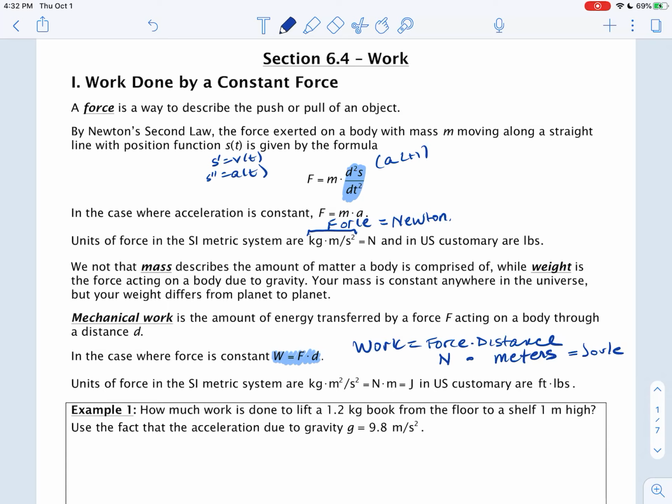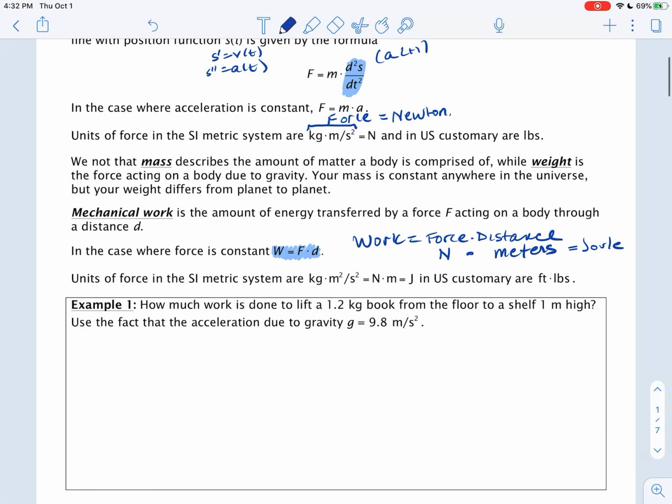So we're going to go ahead and do a couple of examples in which force is constant and distance is constant. That's when we don't need to use any calculus. We can just go ahead and multiply the force times distance. All right, so here it says how much work is done to lift a 1.2 kilogram book from the floor to a shelf 1 meter high. Use the fact that the acceleration due to gravity is 9.8 meters per second squared.